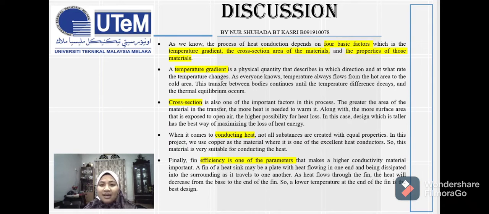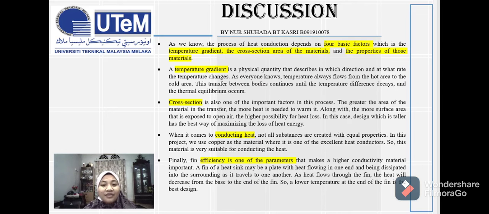Next, when it comes to conducting heat, not all substances are created with equal properties. In this project, we use copper as the material, which is one of the excellent heat conductors. So, this material is very suitable for conducting heat.